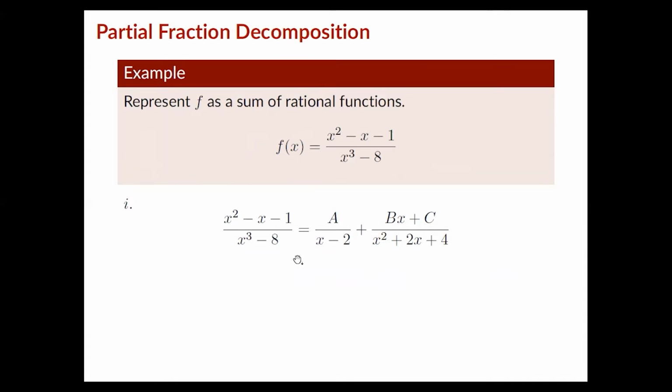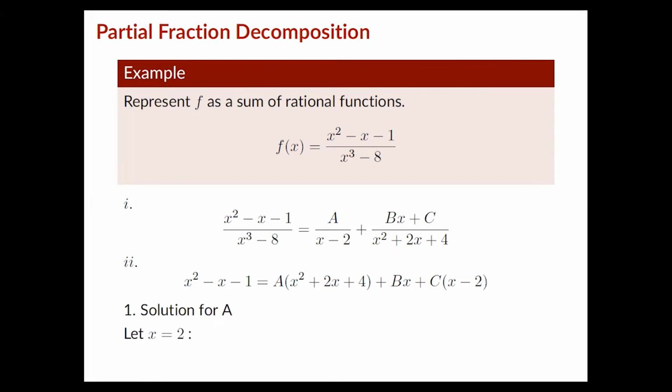Multiplying both sides by x cubed minus 8 gives us the second equation, x squared minus 1 equals a times x squared plus 2x plus 4 plus bx plus c times x minus 2. We can now solve for a first. Letting x equal to 2 makes bx plus c times x minus 2 disappear since it will equal to 0. And then we have 1 equals 12a by algebra, or that a is equal to 1/12.